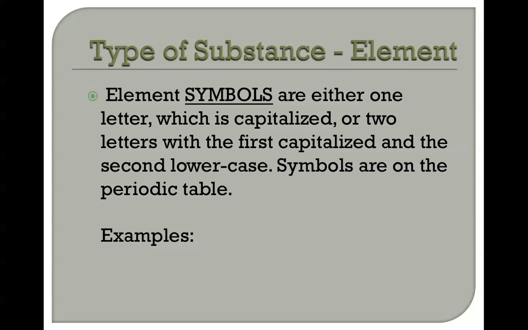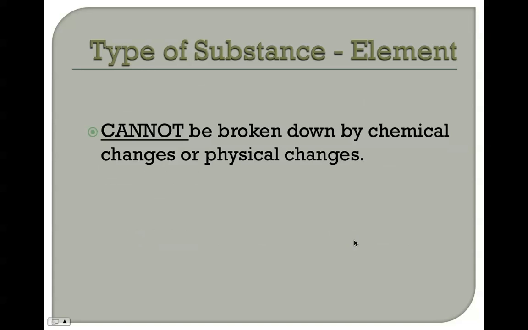Element symbols are either one letter, which is capitalized, or two letters, with the first capitalized and the second lowercase. So when you're in class, or if you have your reference table right now, look at the periodic table, and you'll be able to observe this. Symbols are all listed on the periodic table. So here are some examples. We have carbon, neon, potassium, cobalt, oxygen, and sodium. And as you can see, single letters are just simply capitalized. Ones that have two letters have a capital and then a lowercase letter following it.